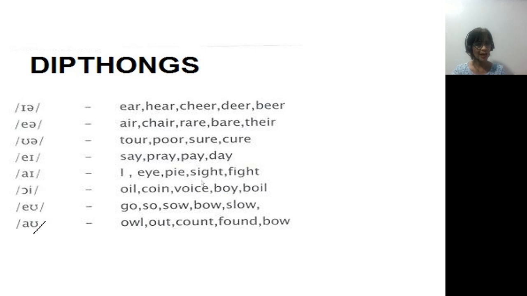Then we also have the I sound. So this is the symbol. I, pie, sight, fight. And we have the oi sound: oil, coin, voice, boy, boil. We have the O sound: go, so, bow, slow. And we have the last one, the ow sound. So we have ow, out, count, found, and bow. Okay, so these are the diphthongs.